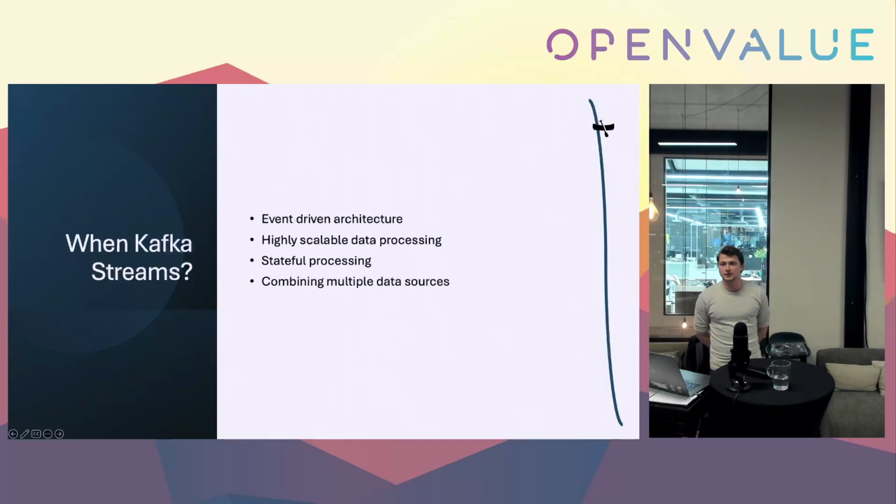So when would you use this? It is mainly used for event-driven architectures, and it is used when you need highly scalable processing of data, so in the thousands or hundreds of messages per second. It's also quite useful for stateful processing because regular Kafka doesn't handle this. Kafka Streams has this inside of the client library. And it is very suitable when you want to combine multiple streams or multiple data sources, and you're not only producing or consuming from one topic.